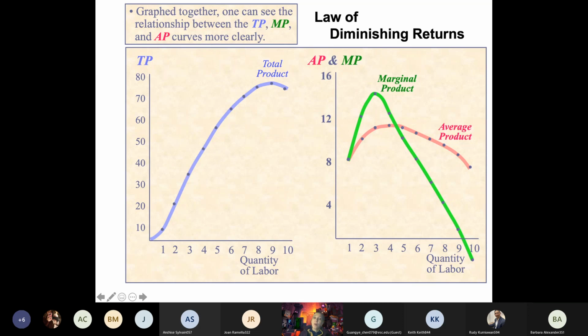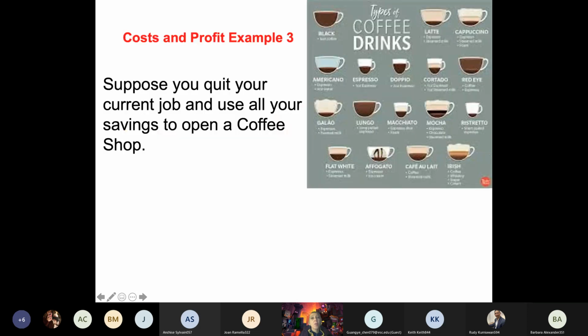That total product goes up at a high rate, marginal product increases, total product increase slows down, marginal product goes down, total product falls, marginal product turns negative. And the average product is going up and going down, an inverted U shape. So shape matters. We'll get back to that. And before that, we're going to look at another example.